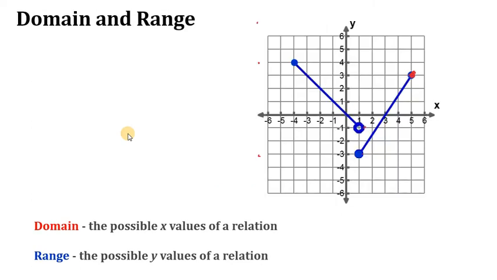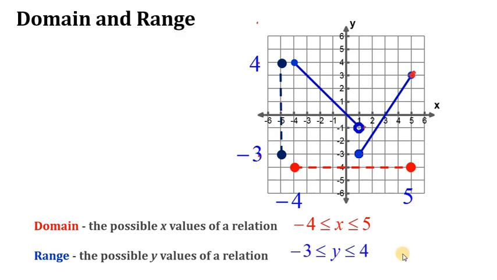Now we have a function here that is piecewise. So when we do this, we're going to say that the x will go from -4 to +5, inclusive of the endpoints, and the y will go from -3 to +4. So the domain will be from -4 less than or equal to x less than or equal to 5, and the range will be from -3 less than or equal to y less than or equal to 4.